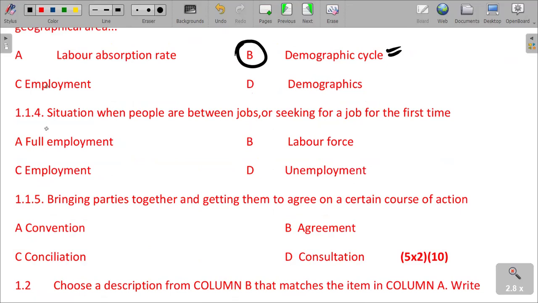A situation when people are between jobs or seeking a job for the first time. What do we call that? They have not been employed. Full employment means they are the hired labor force, the people who are active to work within various industries of the country. So when people are between jobs or seeking a job for the first time, we call that unemployment.